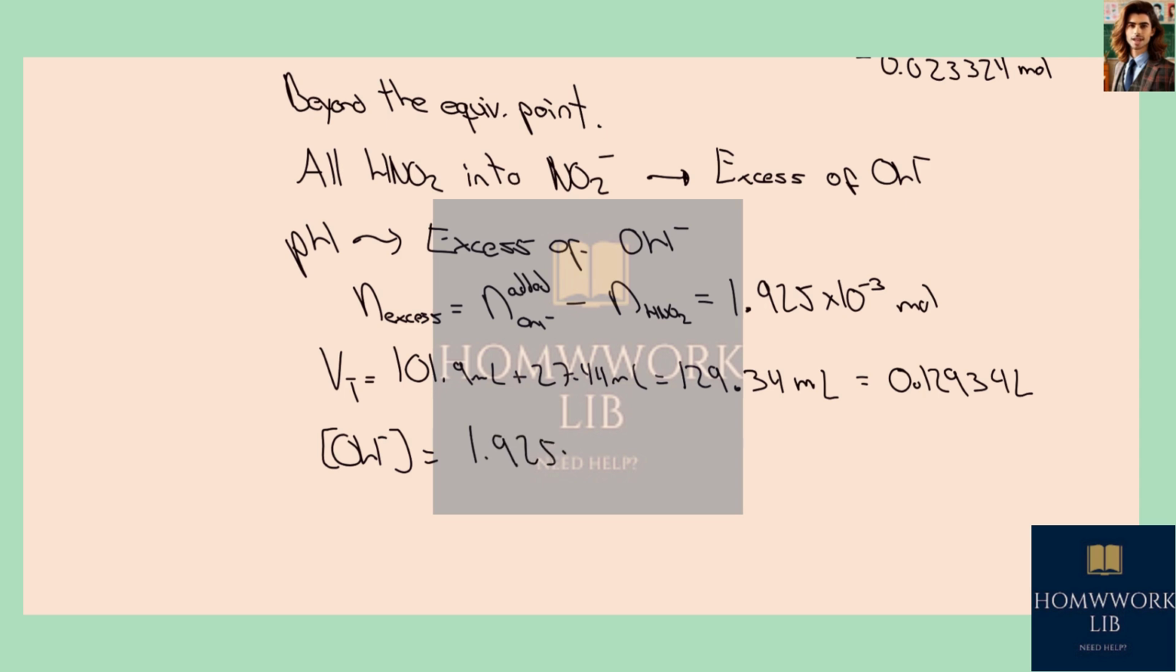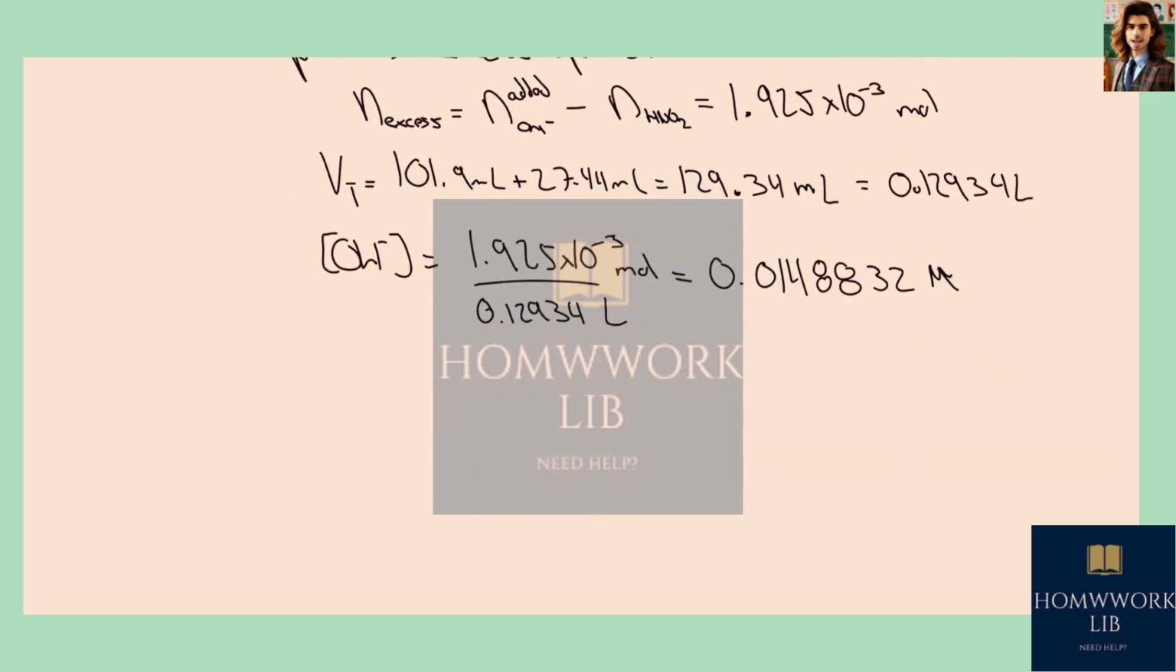Thus, the concentration of OH minus that we're going to have in solution is going to be equal to 1.925 times 10 to the minus 3 over 0.12934 liters. This is mole per liter, which gives us 0.014883 molar, just to keep all of the values until the end.